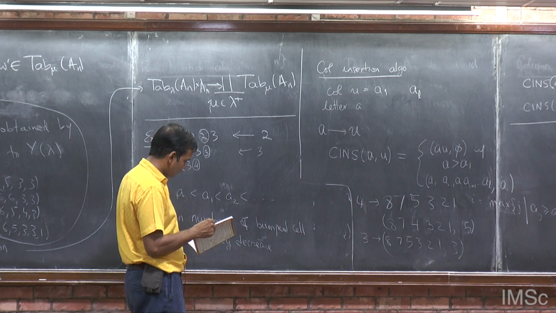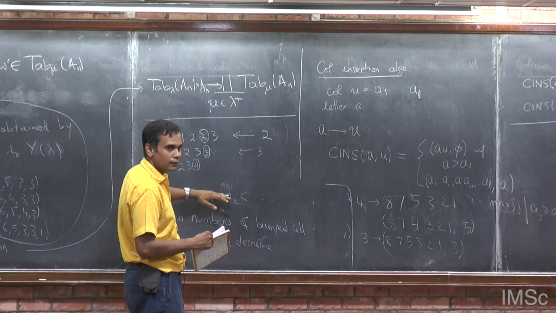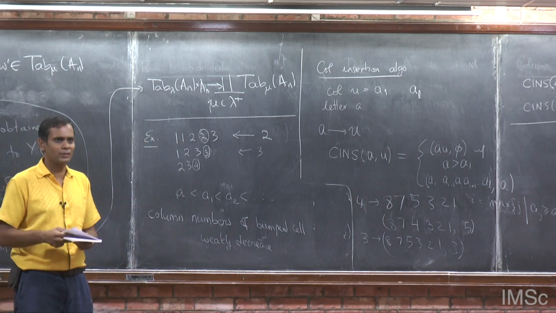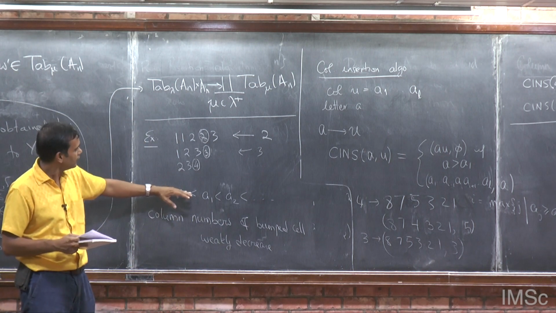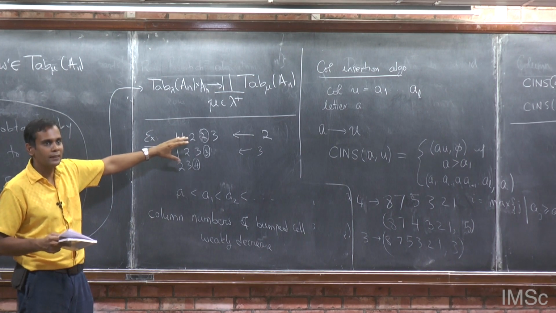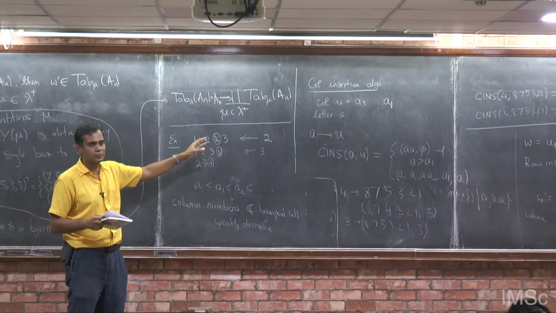So, maybe I'll finish this proof next time, but I think this is best done, you do it yourself in the tutorial. Okay. So, what you have to prove is that the result of this insertion is again a semi-standard Young tableau, and I will show you next time how to reverse this process.